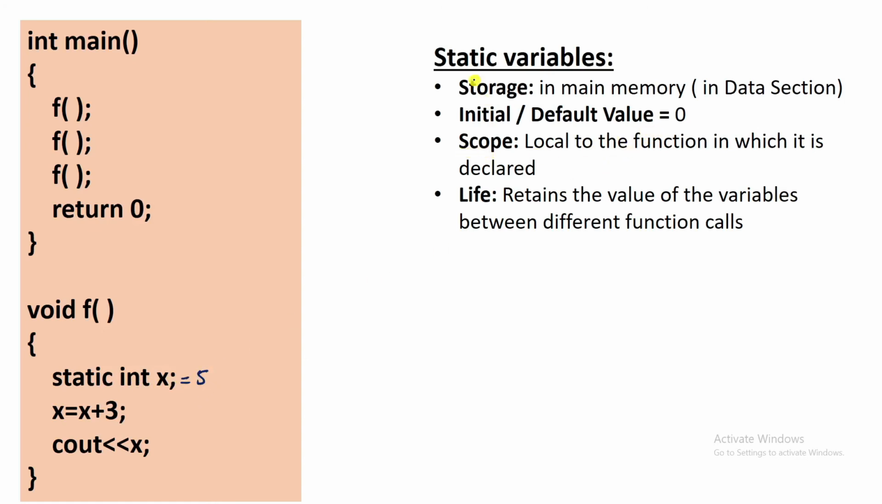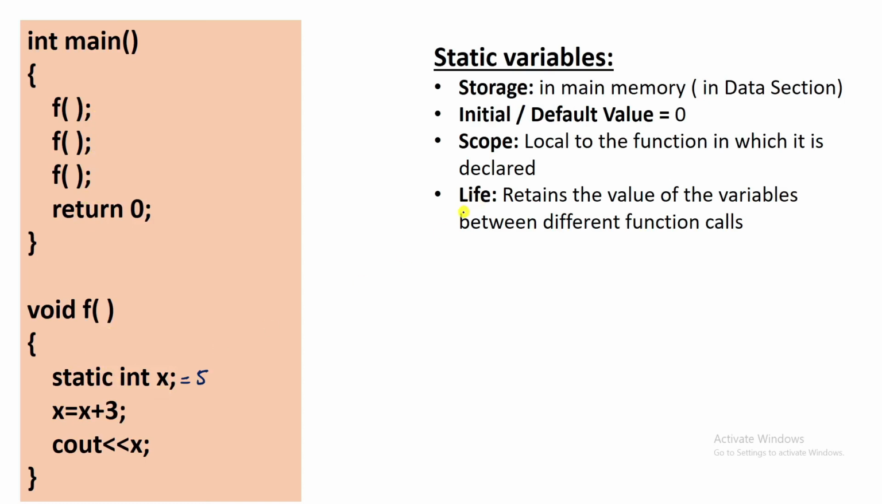And the scope of this static variable is local to the function in which it is declared. That means, can I use this name x in the main function also? No. The area in which this x variable is recognized is only this f function, because inside the f function it is declared. I cannot use this static variable inside the main function. So this is the scope of the x variable.